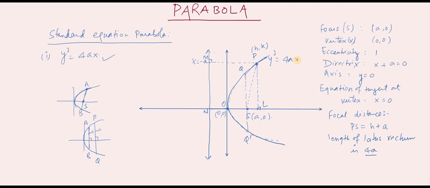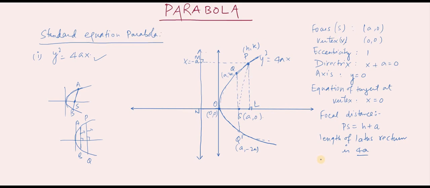Now put x is equal to a in this equation, you will get y square is equal to 4a square, and that will give two values of the y coordinate, plus 2a and minus 2a. Therefore coordinates of Q are (a, 2a) and coordinates of Q' are (a, -2a). So here we can see the length QQ' is equal to 4a.